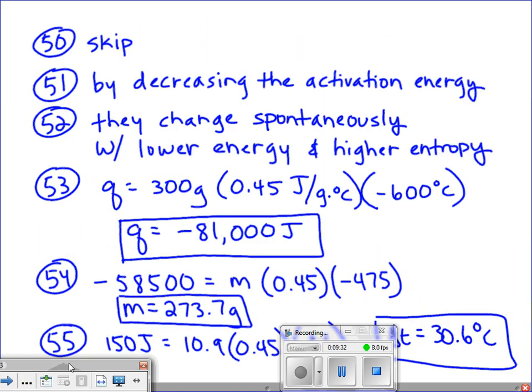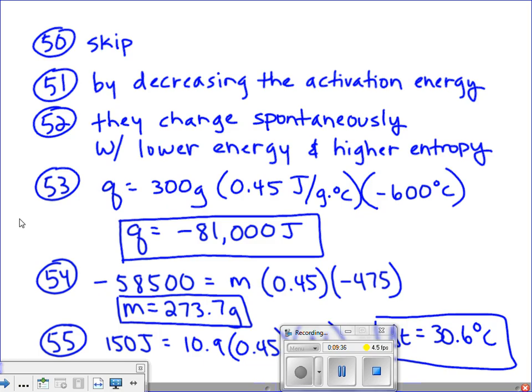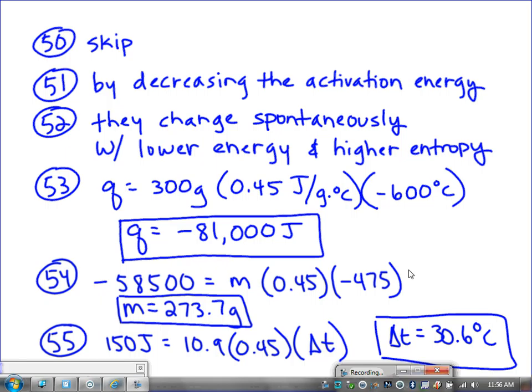Okay, you can skip question 50. Question 51, how do catalysts speed up the rate of chemical reaction? Well, they speed it up by decreasing the activation energy required to get the reaction going. 52, they change spontaneously with lower energy and higher entropy. So just know this, entropy is a measure of disorder in a system. So if we want spontaneous changes, we want to move towards lower energy, which would be like a negative delta H value, and higher entropy. And entropy is a measure of disorder. So those are the two factors that determine whether or not a chemical reaction will be spontaneous.